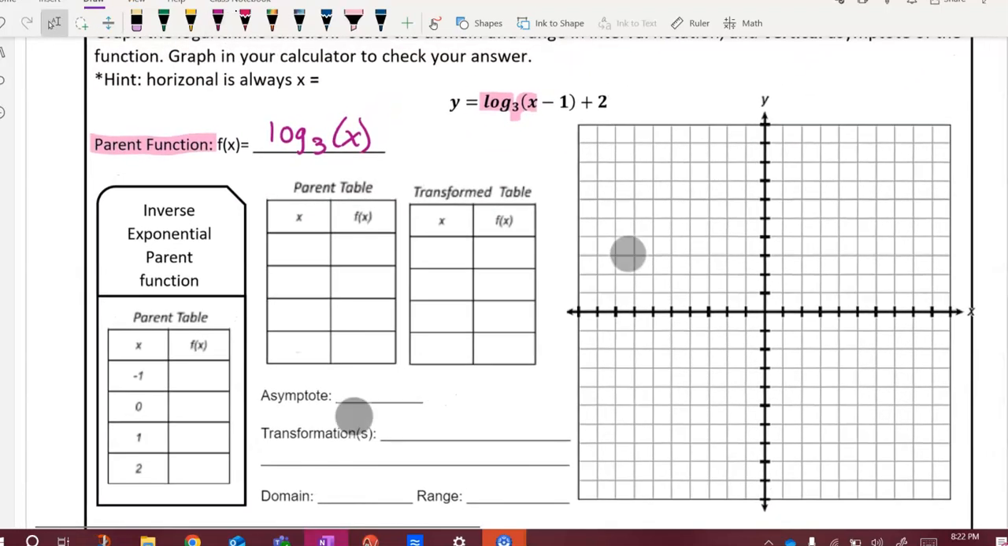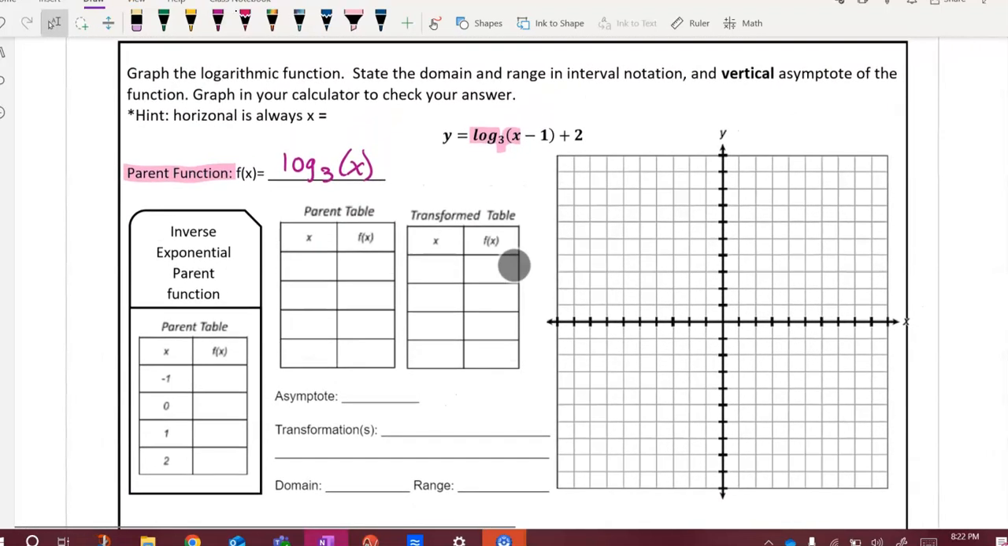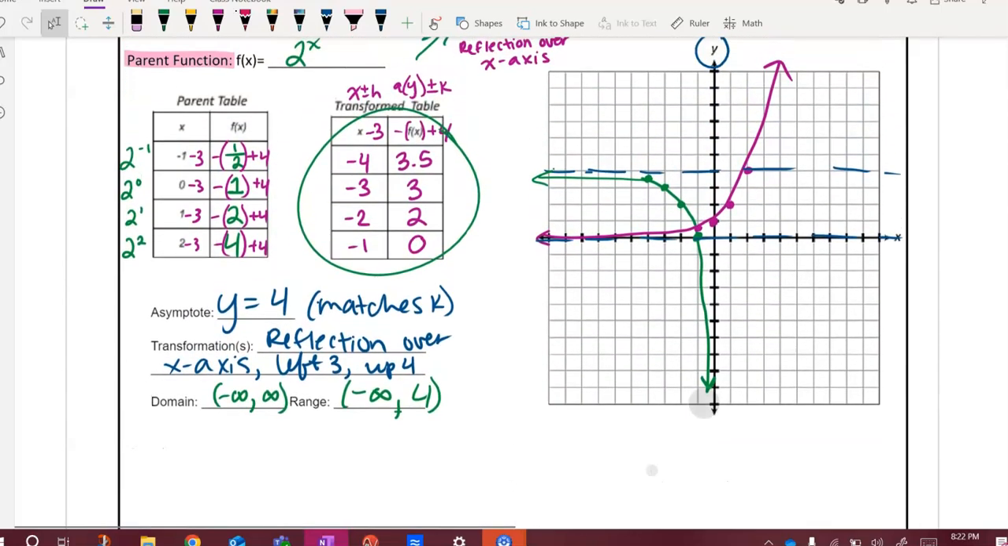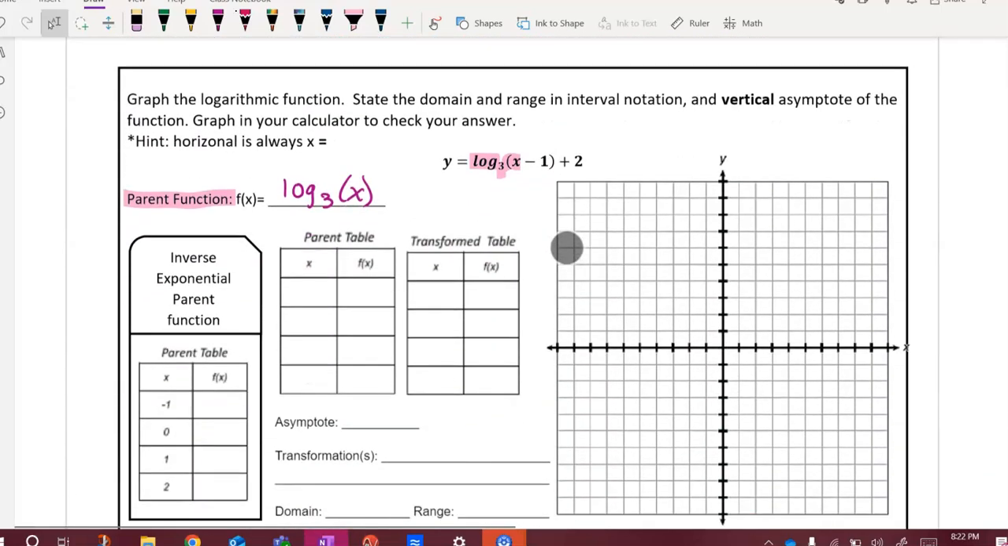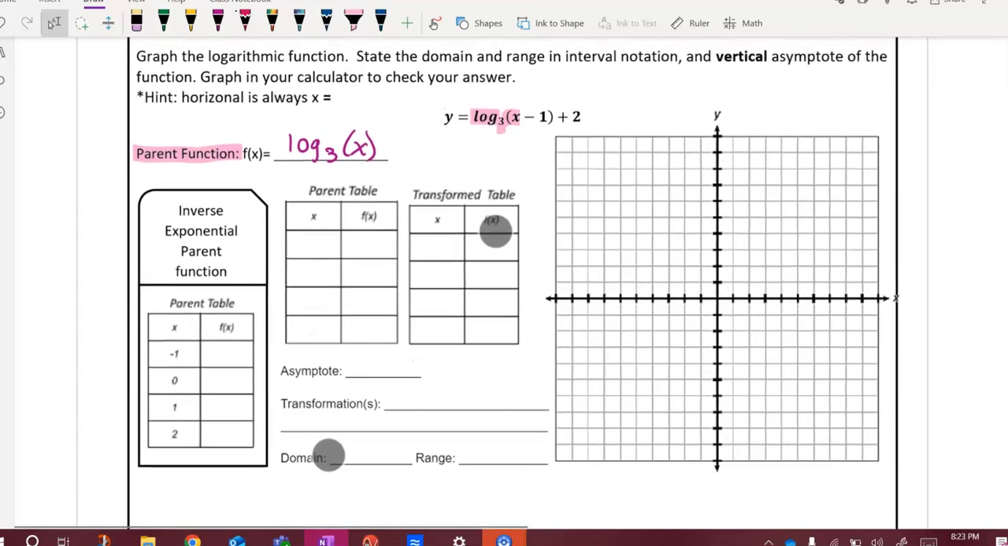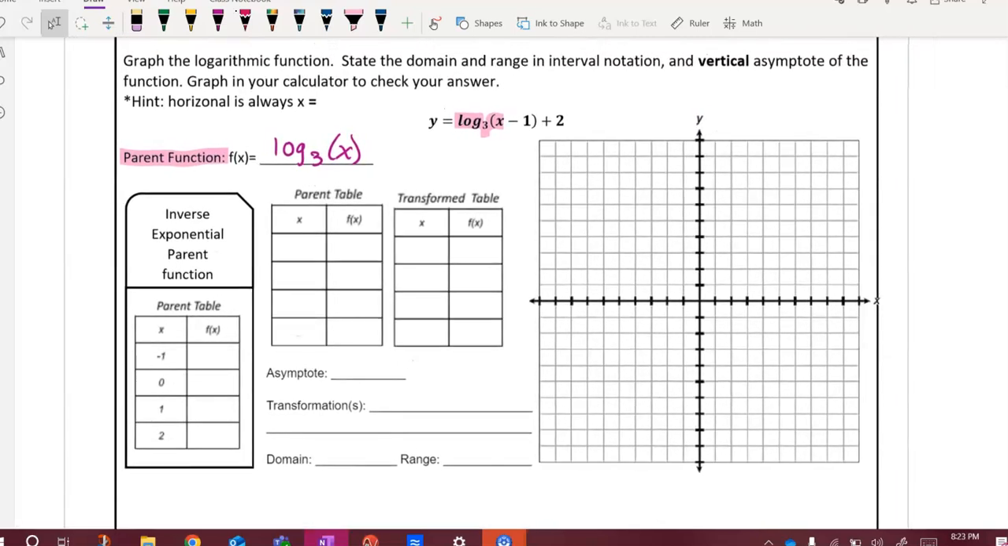So when we graph logs, we need to use its inverse, which is this exponential parent function. We need to use the inverse of it in order to find our points. So the inverse, how do we find the inverse of a log? Well, we look at the base and we raise it to the x. So we have the base on the log becomes the base of the exponent. Now these numbers here are going to be plugged in for x, just like we did in the last problem.